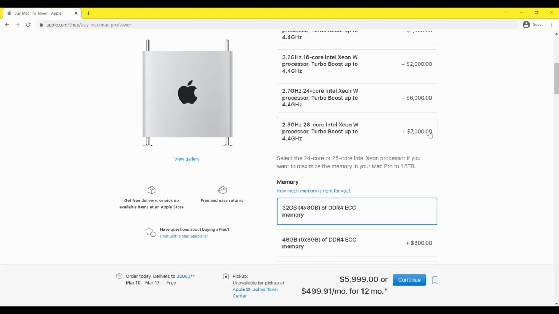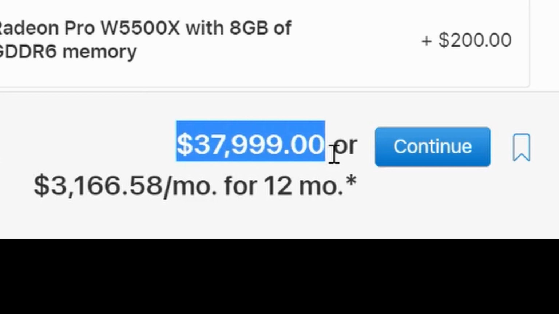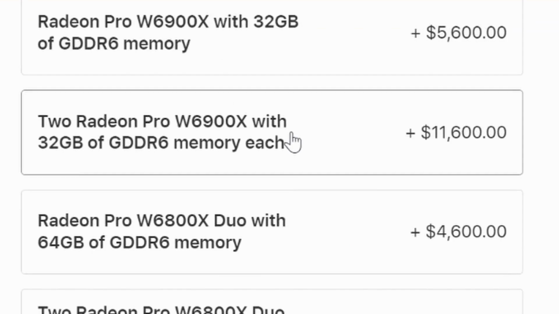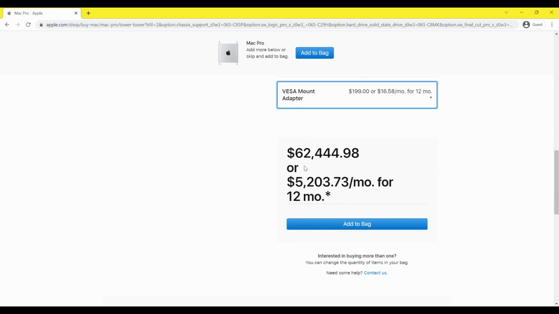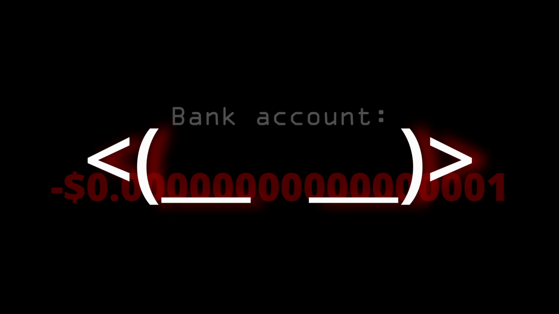Let's fully upgrade it. Wow. That is the most expensive thing that Apple sells, sitting at a crazy price tag of over $62,000. Well, I guess it's time for my wallet to cry. Wait a second, I can't actually buy it. Why? Well, it's because my wallet is already crying.